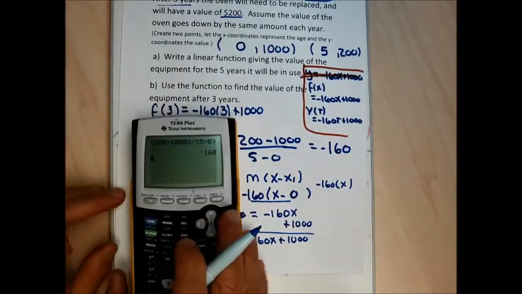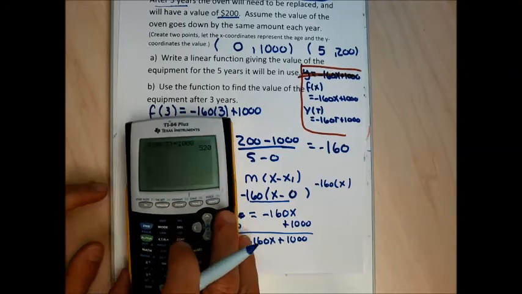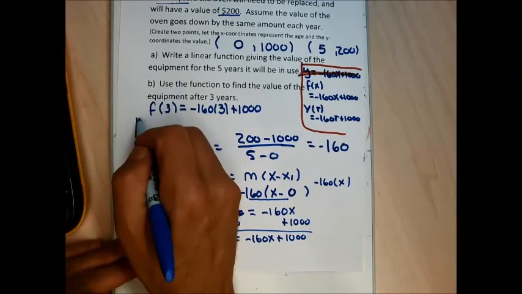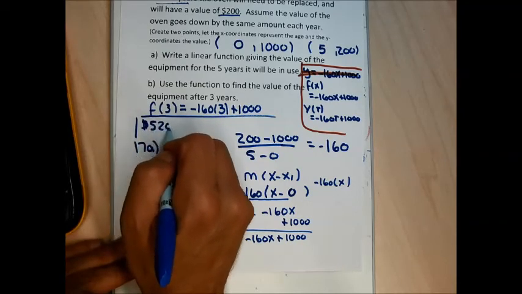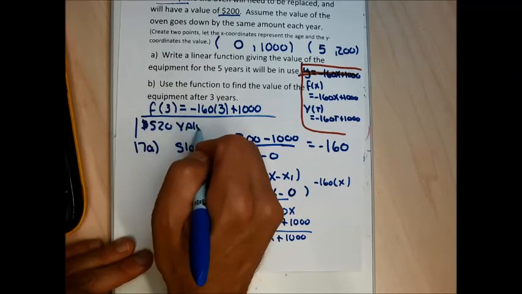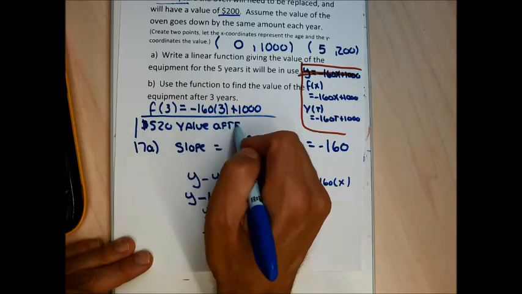Now it's just a calculator problem. So negative 160 times 3 plus 1,000. I get $520. So for my answer to part B, I'll say the value after 3 years. If you just wrote $520, that would be fine.